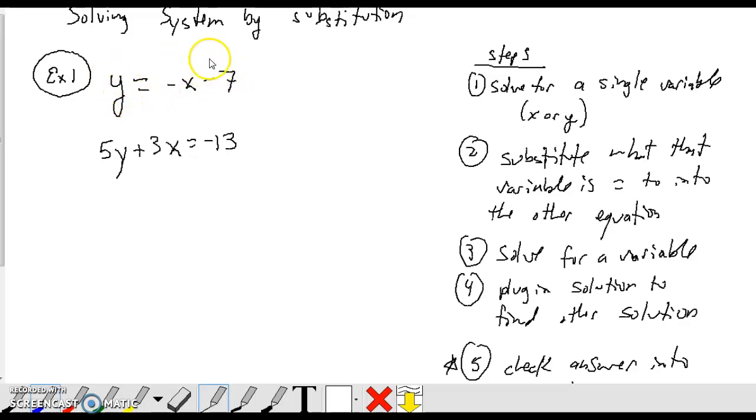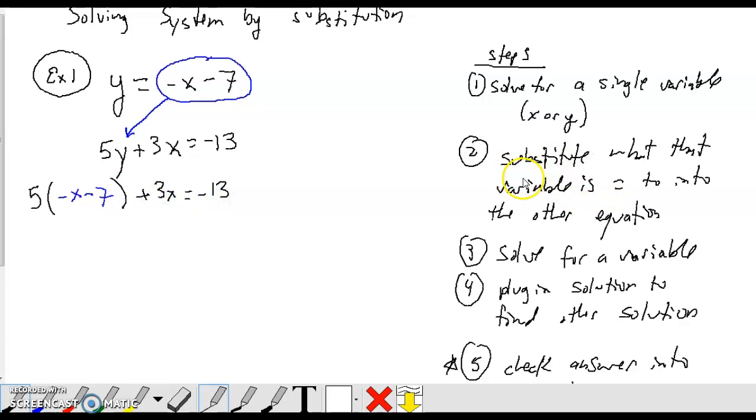So what we're going to do is circle this, and you are going to substitute it in right here. That's our substitution. It's called substitution because we're replacing y with an expression. So what this looks like is this: 5, and then parentheses, and in here negative x minus 7, and then plus 3x is equal to negative 13. So we substituted it in.